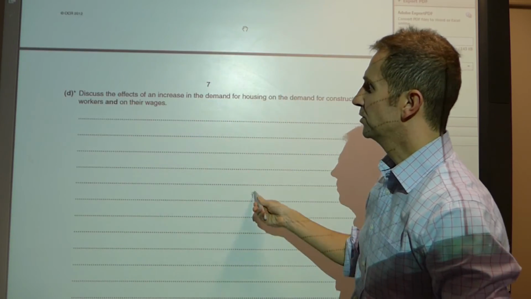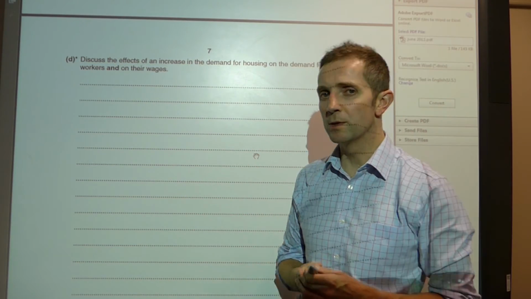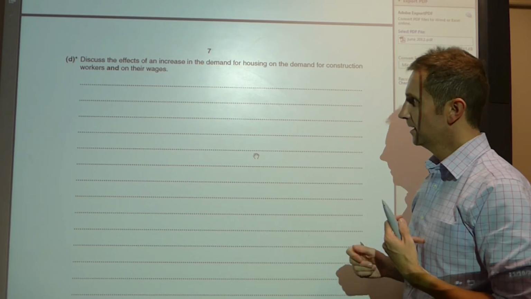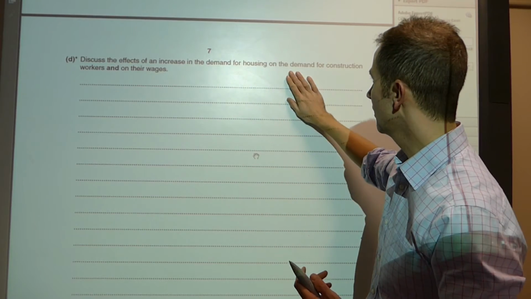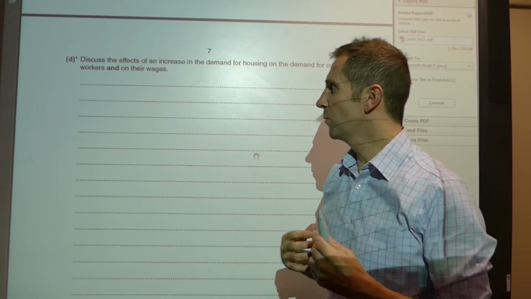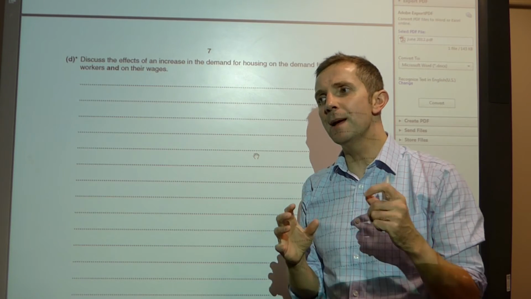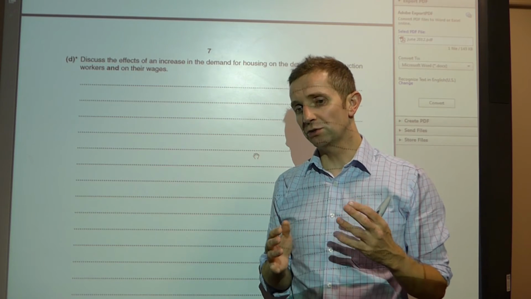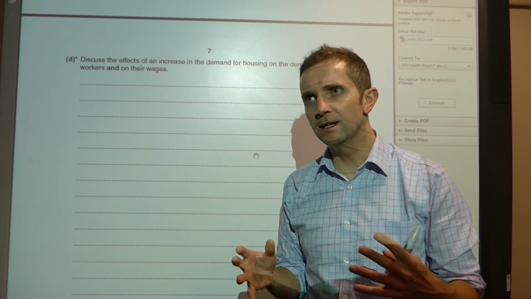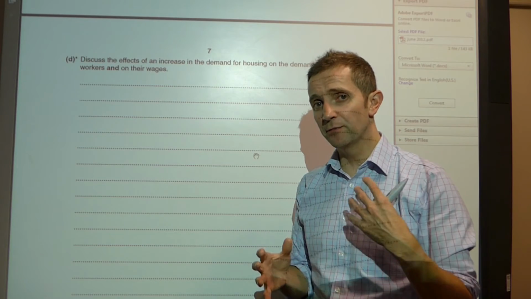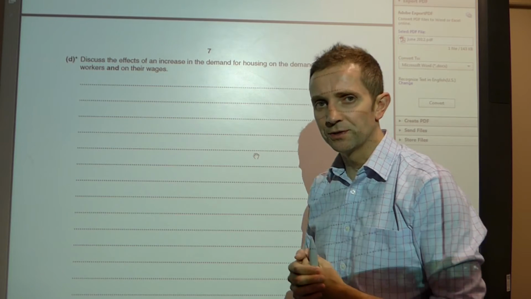And then lastly, into our discussion question. Now this discussion question focused on something which I'm doing quite a lot with Year 13 at the moment, actually, which is the labour market and workers' wages and so on. Discuss the effects of an increase in the demand for housing on the demand for construction workers and their wages. Now, first things first, ladies and gentlemen, let's remember that the demand for construction workers is a derived demand. What does derived mean? It means comes from. Where does the demand for builders come from? The demand for builders comes from the demand for houses.